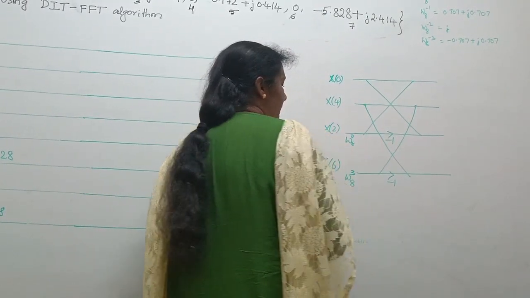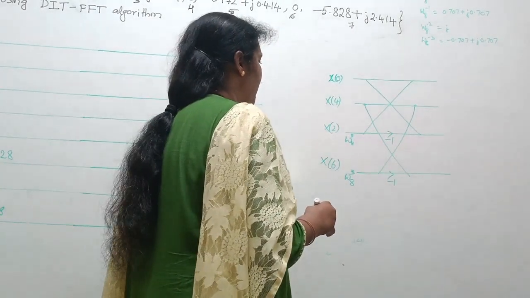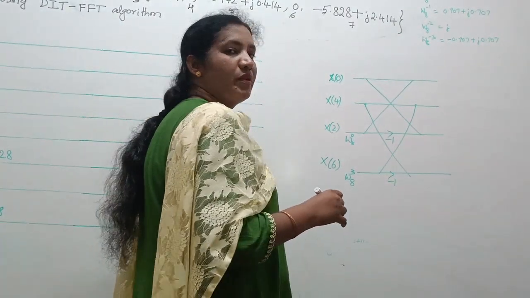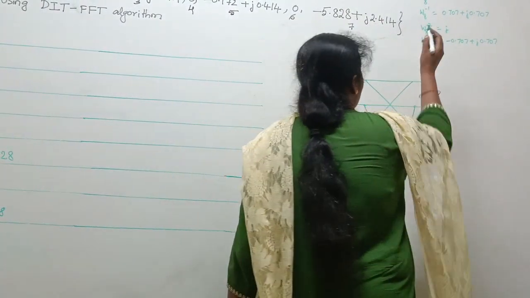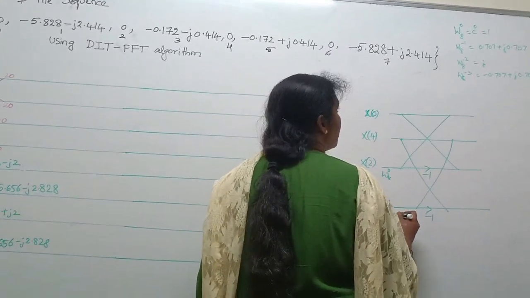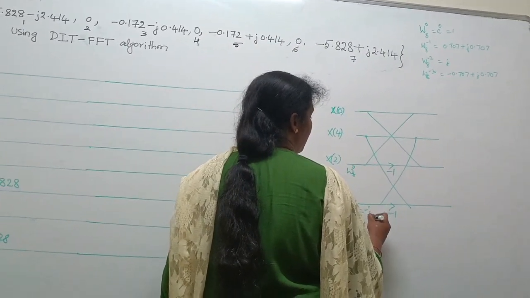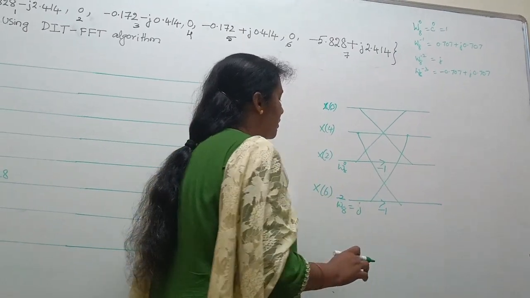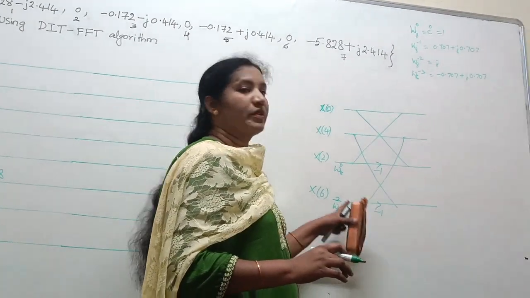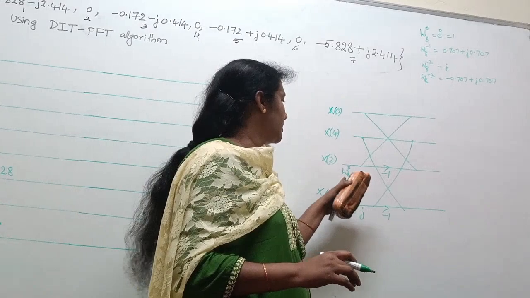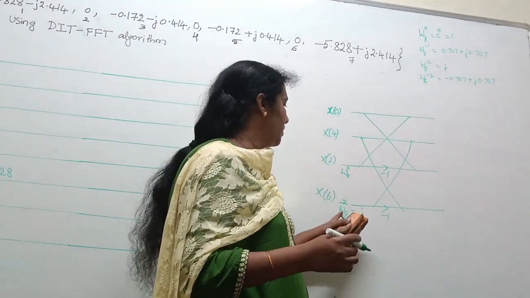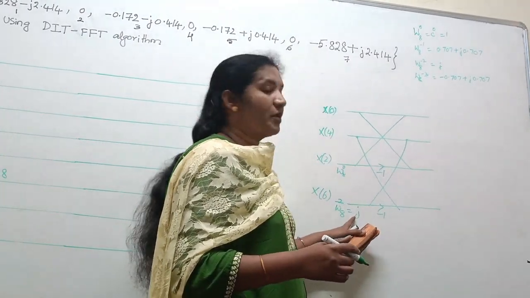W8^3. That means here, what is W8^3? It is W8^2 times W8^1, with 0 and 2, so you will get J as the value for this. So you need to multiply with J. So all the even numbers we will get. One is W8^0 and the next even number is W8^2. So you have to multiply with -2.